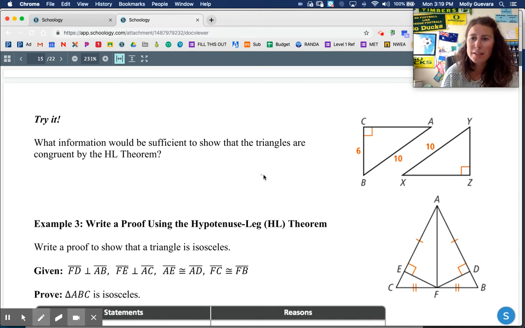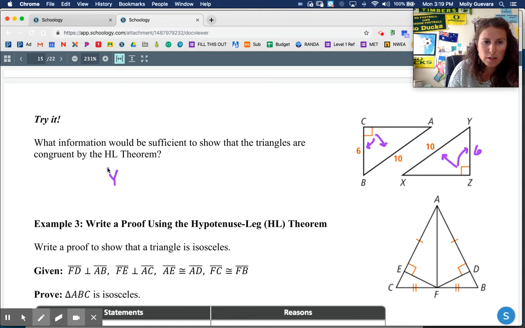All right, so let's check how you did. It says what information would be sufficient, right, to show that the triangles are congruent by HL? Well, here, I know that my hypotenuse is 10. Here, I know my hypotenuse is also 10, so that's good. And then here, I'm given that my leg is 6. So here, I would just need to know that my leg is 6. So hopefully we just got that all we would have to know here is that YZ is equal to 6. Okay, and then I would know that my hypotenuse lengths are the same and my leg lengths are the same.